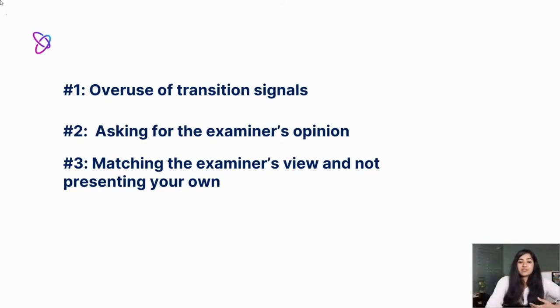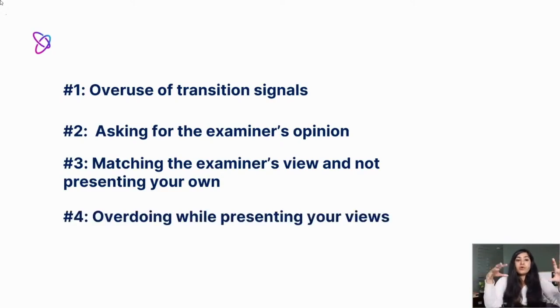All right. Number 4, overdoing while presenting your views. Again, this happens when we're overexcited about the topic. We might have so much to say, so we might end up overdoing it while we present our view. So if we agree to something, this kind of goes with point number 3 as well. Do have a couple of examples, but don't overdo it. Don't have so many that you just want to cram everything in there.